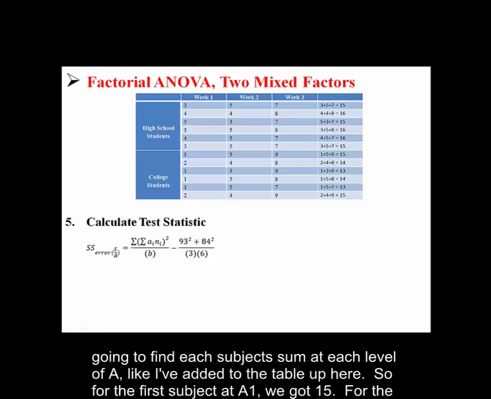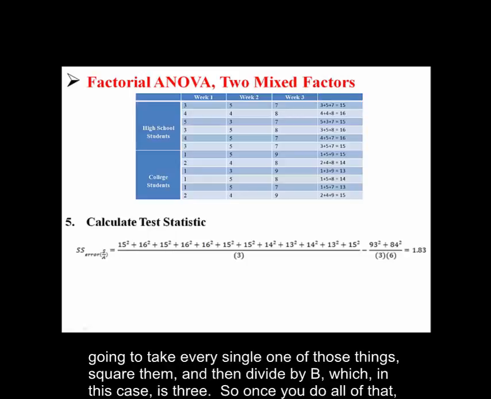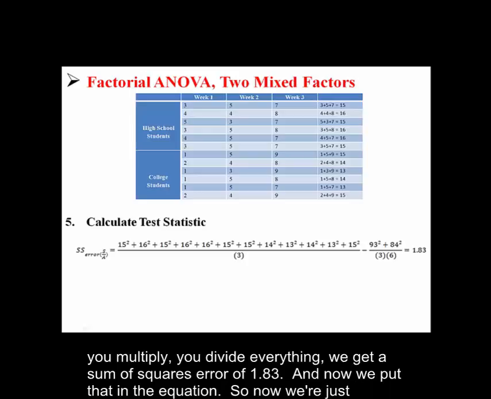We're going to basically find each subject's sum at each level of A, like I've added to the table up here. So for the first subject at A1, we got 15. For the second subject at A1, we got 16. So we have these 12 values, these 12 sums for each subject at each level of A. So on top, we're going to take every single one of those things, square them, and then divide by B, which in this case is 3. So once you do all that, we get a sum of squares error of 1.83.